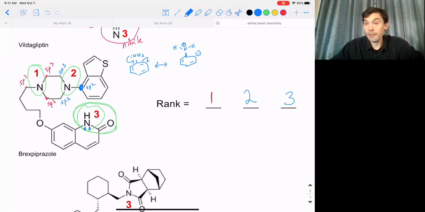This is reflected in the pKa's. Anilinium, the protonated form of aniline, has a pKa of about 5.5, whereas the protonated form of triethylamine, or triethylammonium, has a pKa of maybe 11. That difference of about 6 pKa units, in rough terms, is about how much less basic the aniline nitrogen is versus a regular tertiary nitrogen.